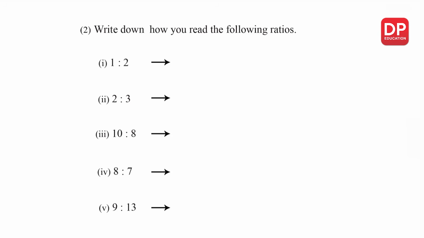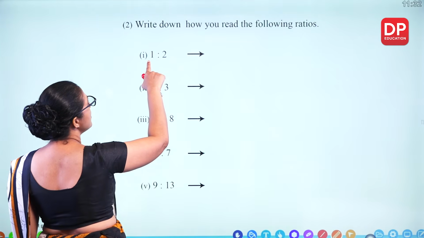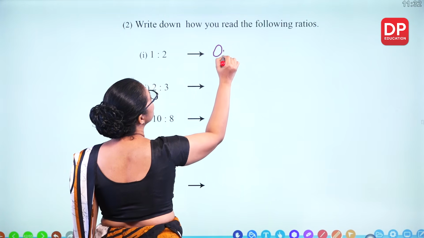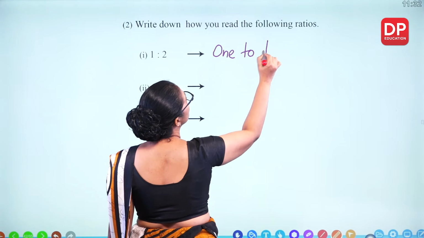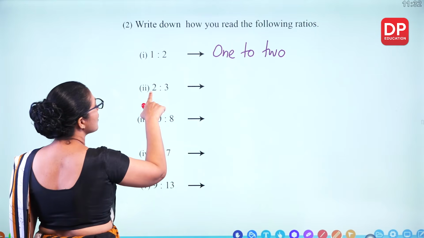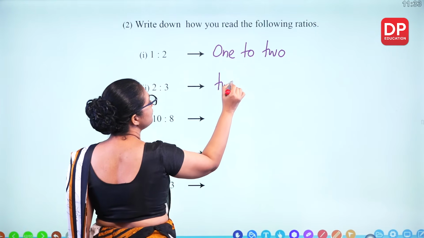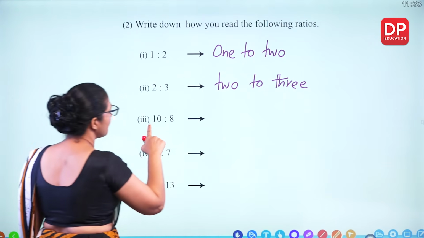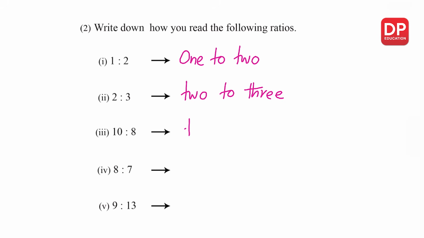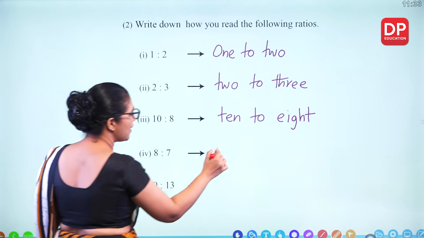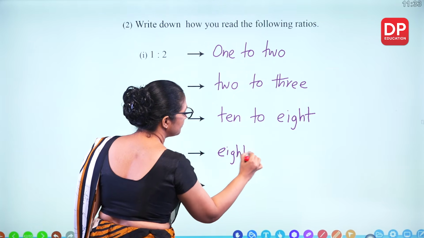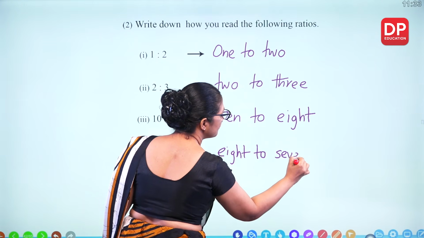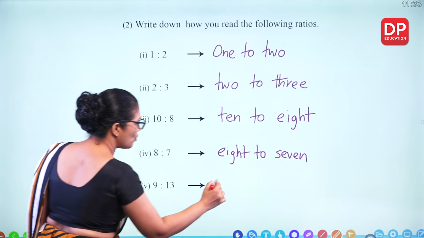Write down how you read the following ratios. 1 to 2. This is 2 to 3. 10 to 8. 8 to 7. 9 to 13.